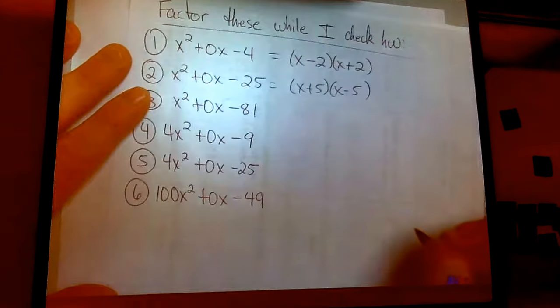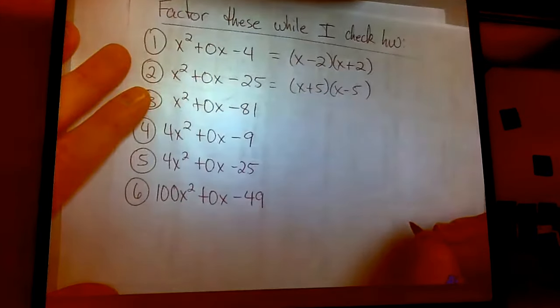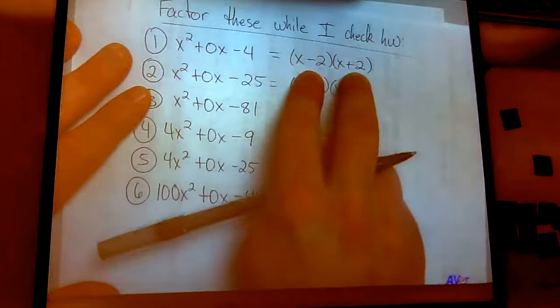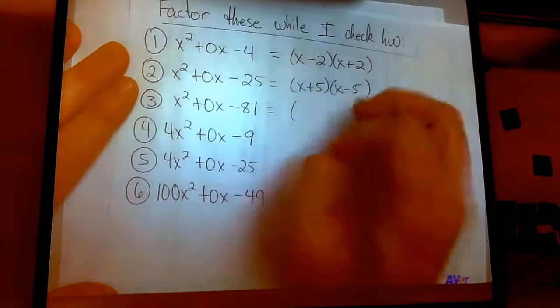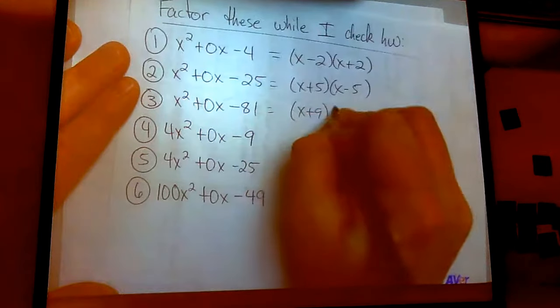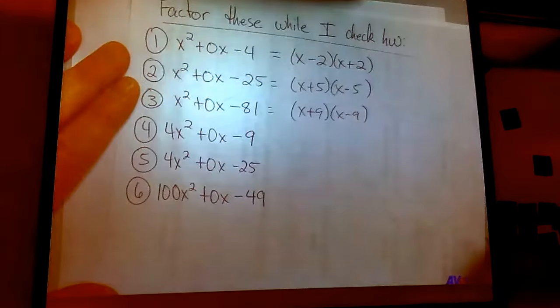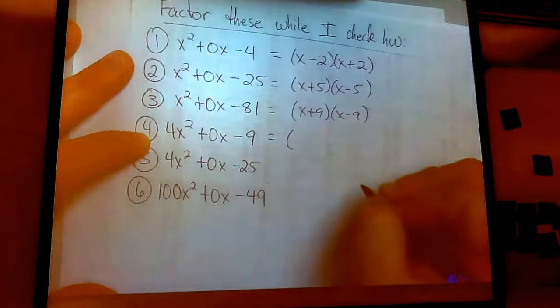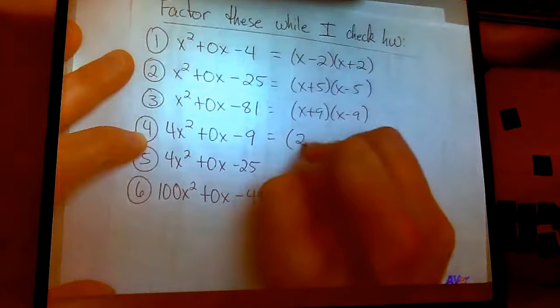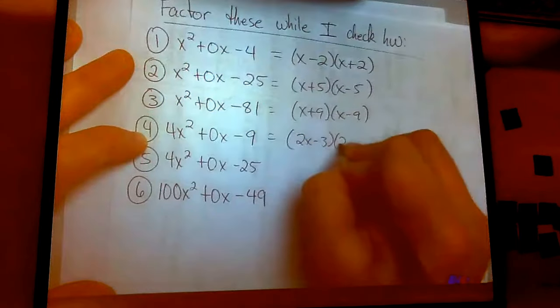Does it matter which plus or minus goes first? No. You could put x plus 2, x minus 2. Number 3 is x plus 9, x minus 9. Anyone get number 4? 2x minus 3, 2x plus 3.